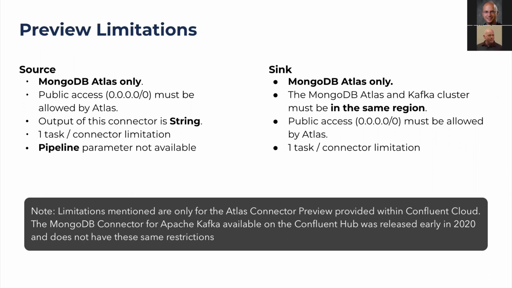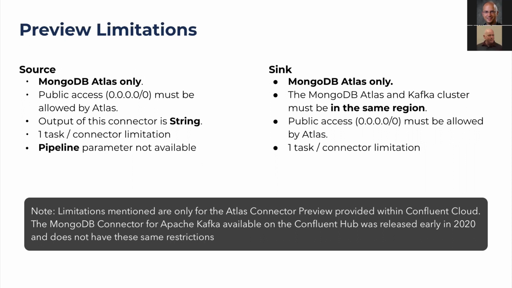On the source side, the output of the connector from Mongo will be string. So if you try to use any other converters to convert that data to other things other than string, you're going to get issues. So stick to casting your data types as string. We also have a 1 task per connector limitation, so I wouldn't pump a ton of data through this. This is limited to one task, 1 thread on the connect side.